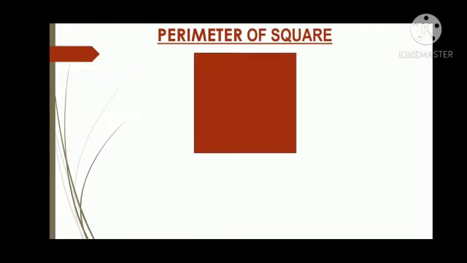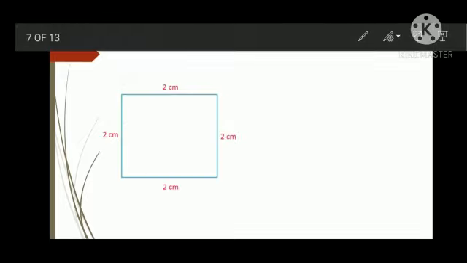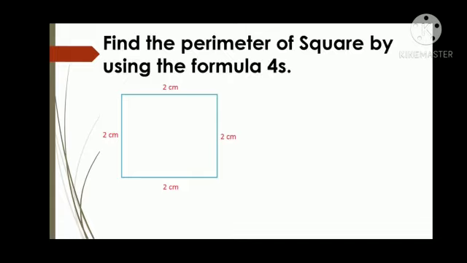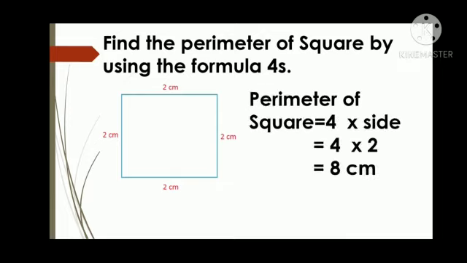Perimeter of a square. A square is a figure with 4 equal sides. The perimeter can be found by adding all the 4 sides together. That is, perimeter of a square is 4 into side. Here in this figure, the sides measure 2 centimeter each. Therefore, to find the perimeter of a square by using the formula 4 into side, 4 into 2 gives us 8 centimeter. This is how we solve the sums related to perimeter of a rectangle and perimeter of a square.